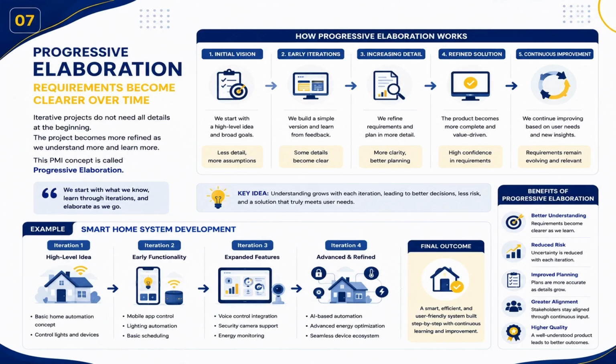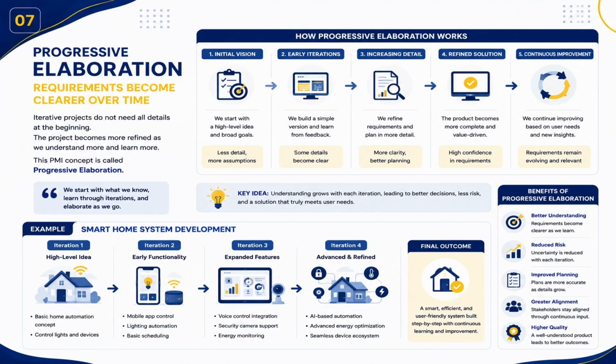Now let's come to progressive elaboration. Another important PMI concept which is used in iterative projects is progressive elaboration. This means requirements become clearer over time. Teams do not need to know every detail at the beginning. Instead, they start with a high level vision, learn gradually, and refine the solution through iteration.